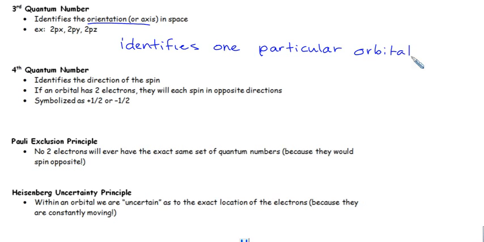So the last quantum number identifies the direction of the spin. Interesting. So electrons are always moving, and in fact, they spin. They spin and they move all over the place. When you have 2 electrons spinning in an orbital together, they will spin in opposite directions. The direction of the spin is symbolized by a plus or minus 1/2.